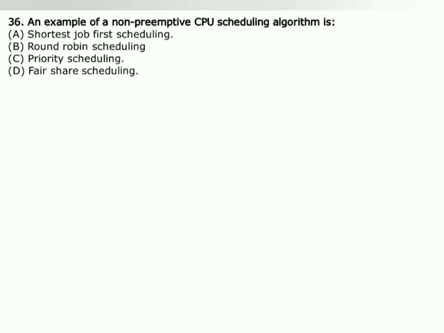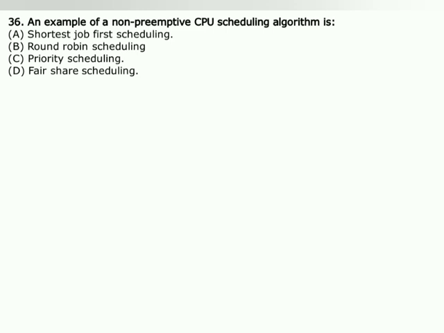Next. An example of a non-preemptive scheduling algorithm is... These types of questions are also repeatedly asked. That is the CPU scheduling algorithms. There are two types of algorithms: the preemptive algorithms and the non-preemptive algorithms. Some of the preemptive algorithms are round robin scheduling and shortest remaining time first, like that. And non-preemptive algorithms.